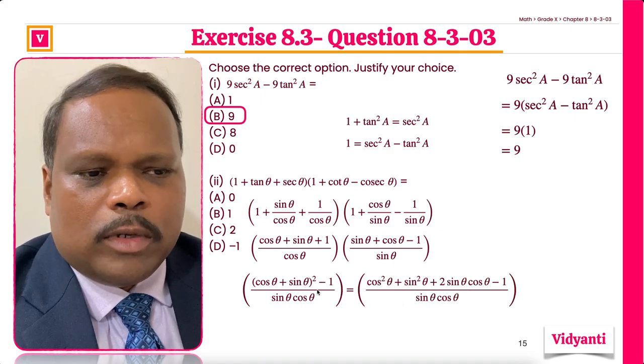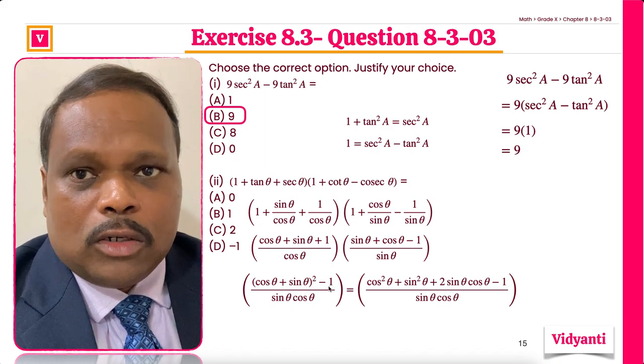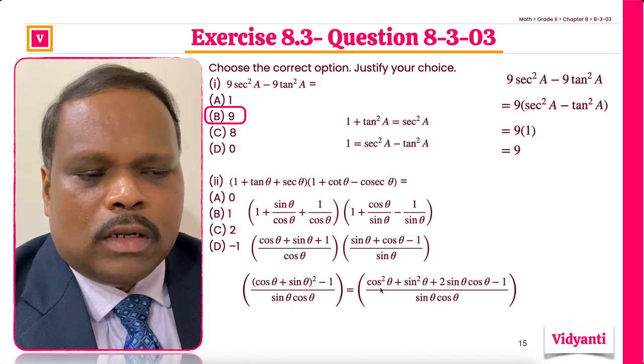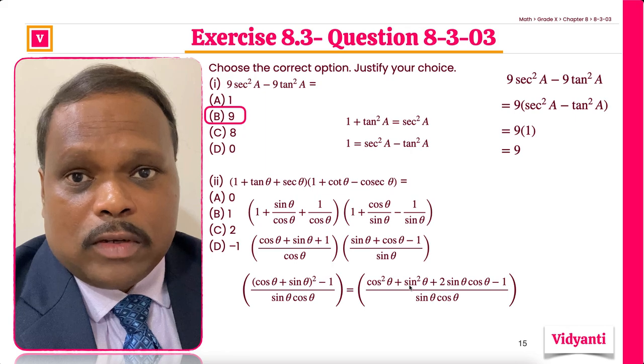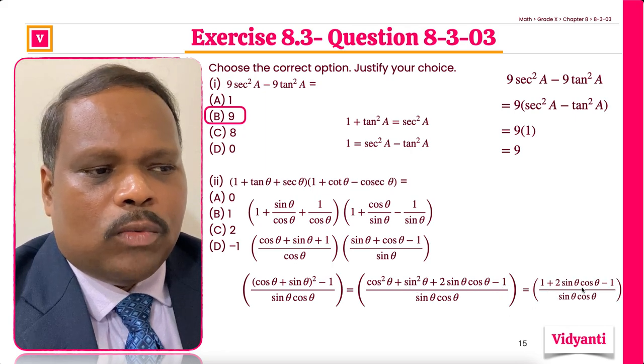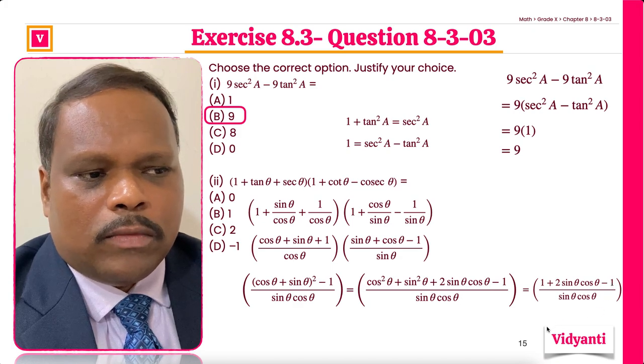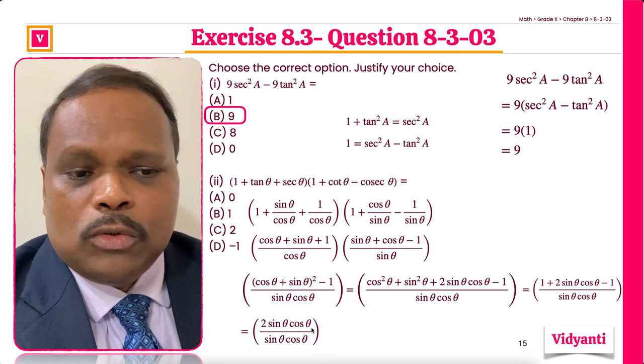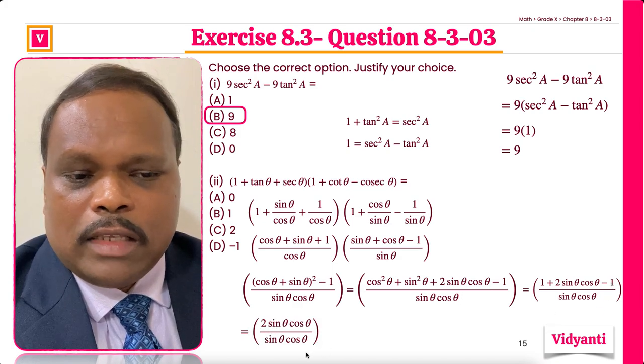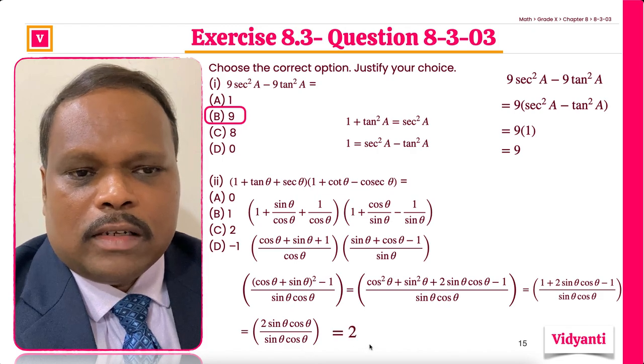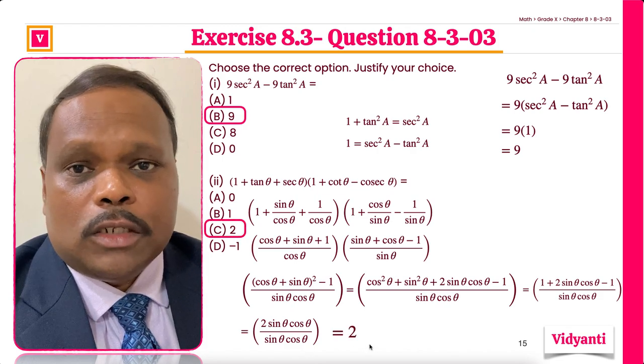So now this will become cos square theta plus sine square theta plus 2 cos theta sine theta minus 1. However, cos square theta plus sine square theta is equal to 1. That will cancel with this minus 1, and then 1 minus 1 got rid of, and eventually you will have 2 sine theta cos theta upon sine theta cos theta, and then after cancellation the final answer will come out to be just 2.